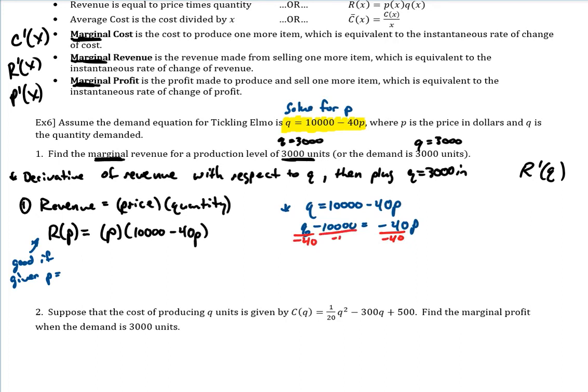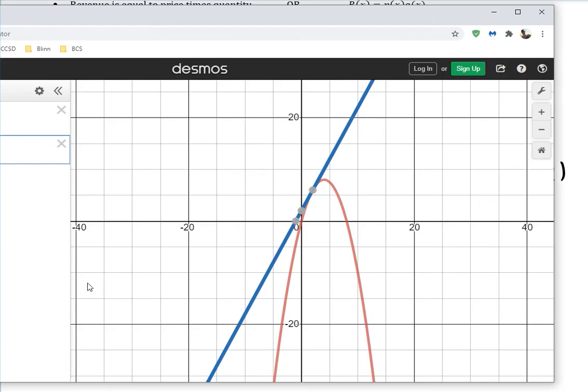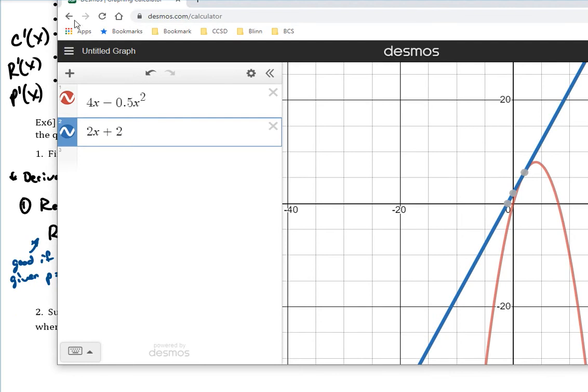Okay, and I'm going to divide every term like that by negative 40. And then that way we'll have our price. I'm just going to put it over to the side. So the first term I'm going to write as negative 1/40th Q. And then minus a negative would be plus 10,000 divided by 40. Well, I'm going to use a calculator real quick for that just to be safe.